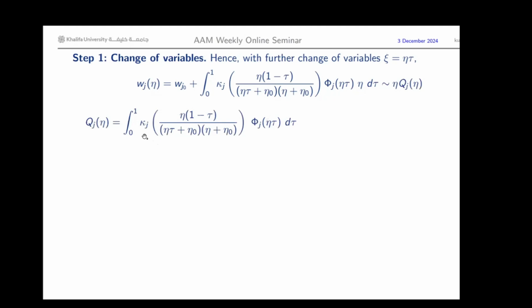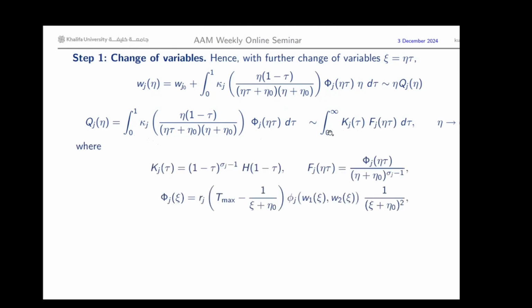Then the next thing that we can do is stretch the domain of integration from 0 to 1, to 0 to infinity, by simply multiplying by the Heaviside function. And this k is simply kappa multiplied by some Heaviside function, and this f is our right-hand side. See, this f is just r times phi with some extra variables coming from the change of variables.